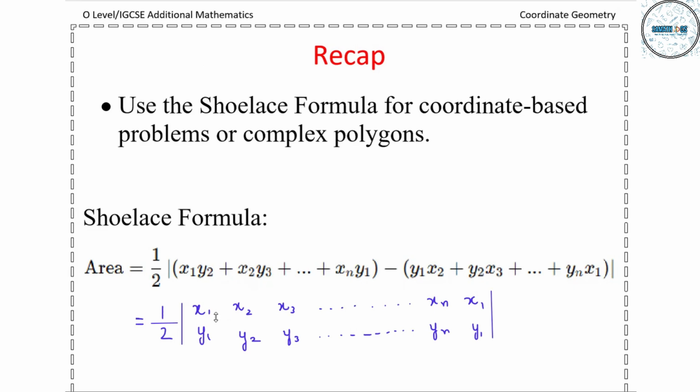We multiply x1 by y2, x2 by y3, then x3 by y4, and so on. At the end, xn by y1. Then we multiply x2 by y1, x3 by y2, and in the same way other coordinates, and at the end, x1 by the last y coordinate. After that, we can solve it. We will get the area of any polygon.